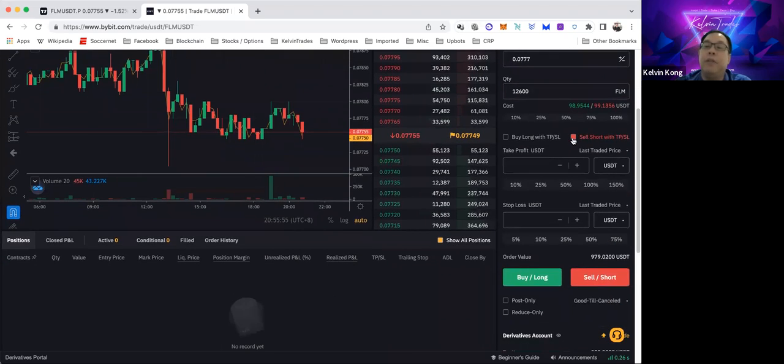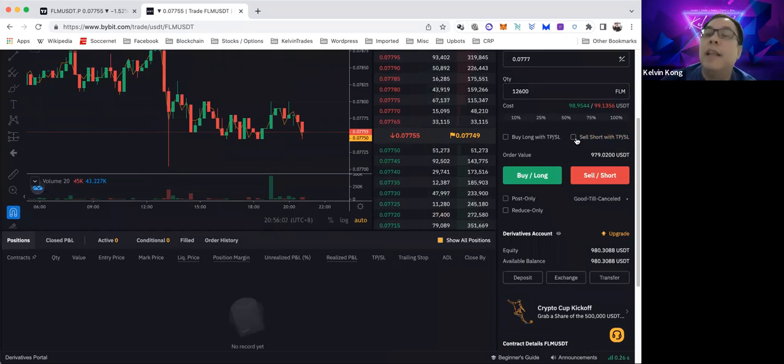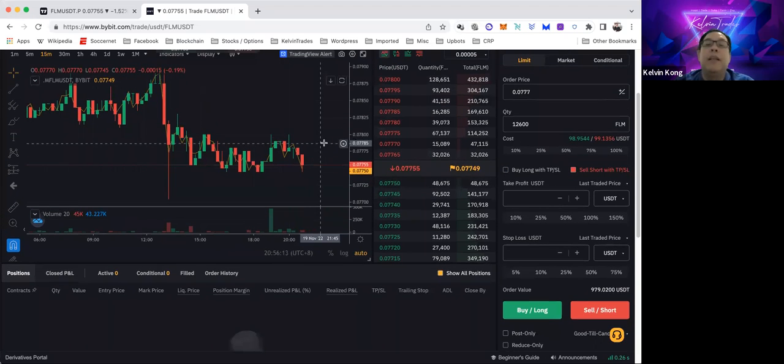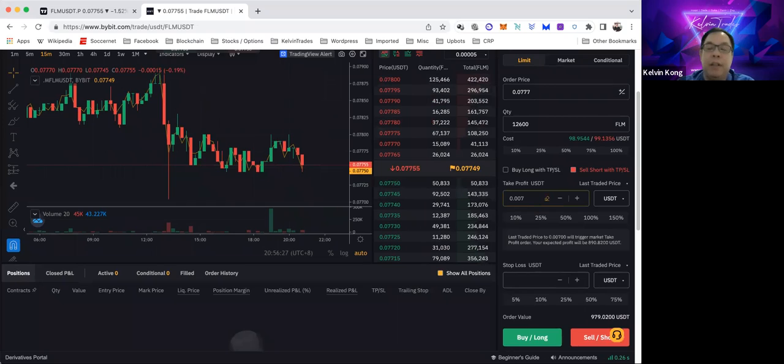If you want to set your take profit and stop loss in advance and then go to sleep, or walk away from the trade, just click this button here or here. This is for longing, this is for shorting. So now we are shorting, so obviously I will need to click this button. So where would I want to take profit? Let's say slightly below 78. So I want to take profit at 0.0007.